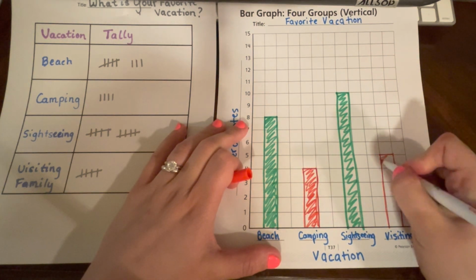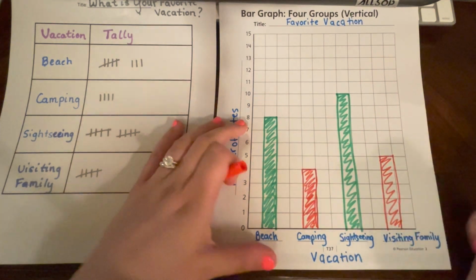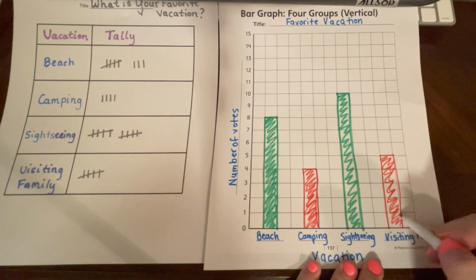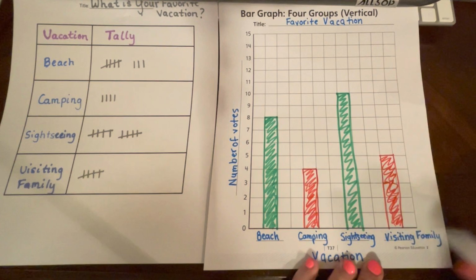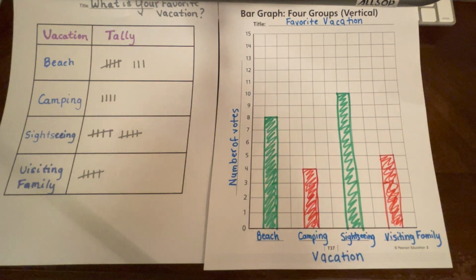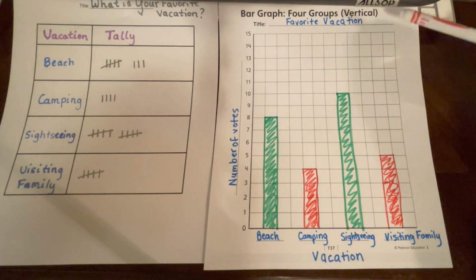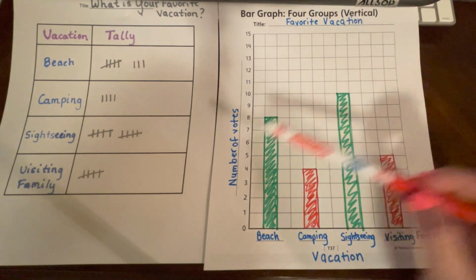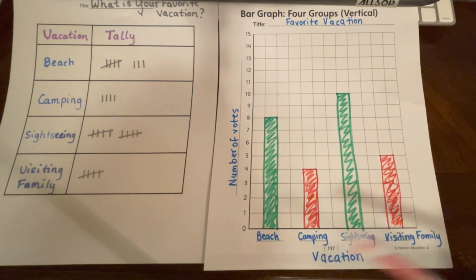Whoops, my line's going down to make that bar, and then I'll shade it in. Okay. So in there you have a completed bar graph. So as long as you have your title, your labels, your categories, your scale, and your bars with space in between, you're good to go.